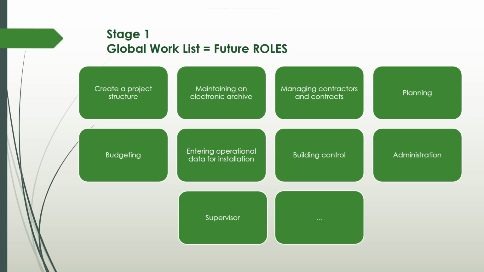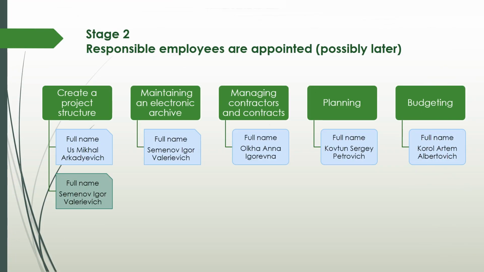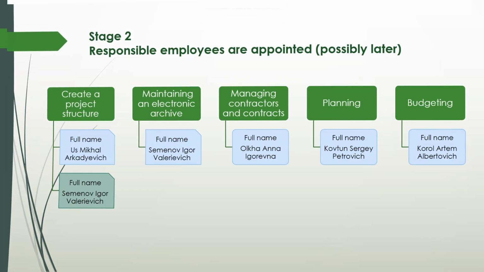The supervisor gets a separate role that can view all the data in the project and generate reports. We understand that a separate type of work in a project is a separate role, so you can add as many roles as you need. The next step is to define responsible employees for each role, although this can be done later.